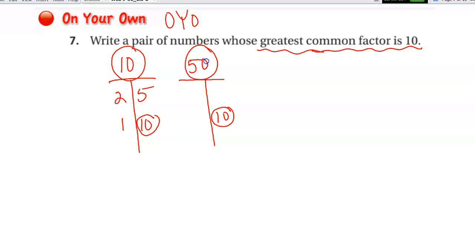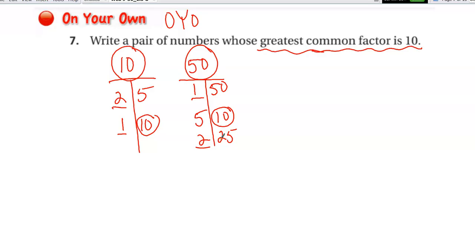What if I put in 50? So then I would have 5 times 10. And I could fill in the other numbers, right? 1 times 50. These aren't going to be in order necessarily. 2 times 25. Oh, I think that's it. Okay, so 1 is a common factor. 2 is a common factor, but the greatest common factor is 10.